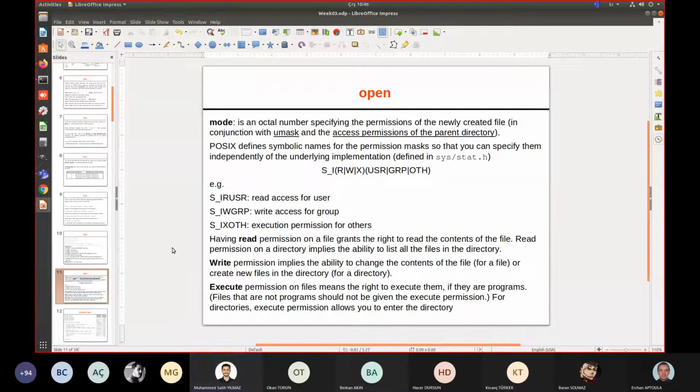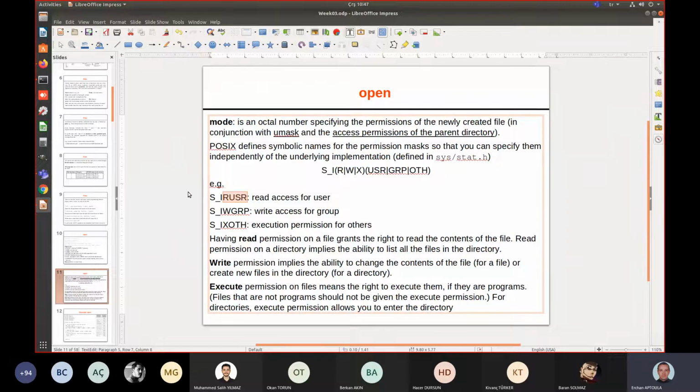Now, these permissions come into play only when you are creating a brand new file that didn't exist before. So if your intention is to read and write to that file, in that case you don't need an execution permission. If your intention is to read it, you must have at least the read permission for the user.